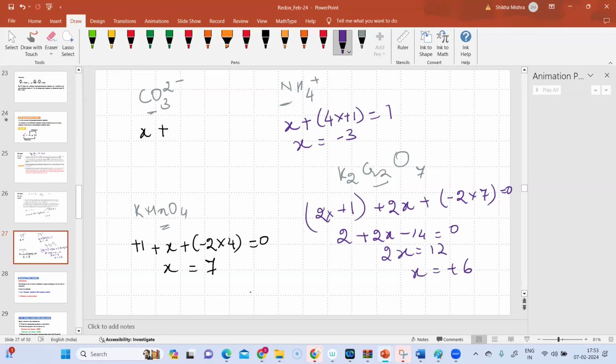Now moving to the first one, I thought that was pretty difficult or offbeat, so I thought I will do the rest of them first, right? Carbon is X, oxygen will be -2 into 3, equal to -2. X minus 6 is equal to -2. And that will be equal to 4. Have I made any mistake, Ritika, in carbonate?